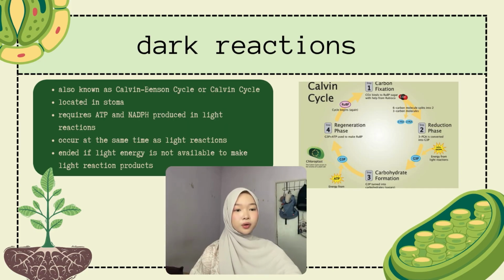The dark reaction, also known as the Calvin cycle, takes place in the stroma of the chloroplast. Even though it is called dark reaction, it does not mean it occurs only at night. It actually depends on ATP and NADPH produced during the light reaction. Therefore, if the light reaction stops, the dark reaction will also eventually stop. The main purpose of this stage is to convert carbon dioxide into glucose.